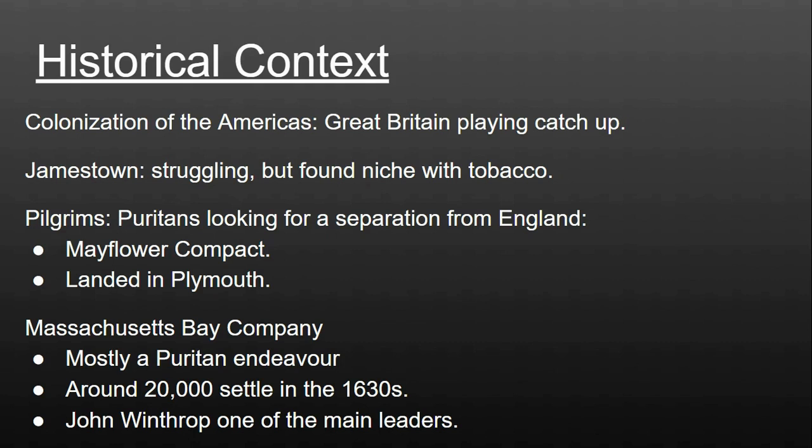Other Puritans also had similar ideas, but were looking to maintain a relationship with England. A group of investors and Puritans started the Massachusetts Bay Company and were able to obtain a royal charter, making their settlement legal and supported by the Crown. While technically any British person could settle in the colony, it remained mostly a Puritan endeavor and would attract around 20,000 settlers throughout the 1630s.